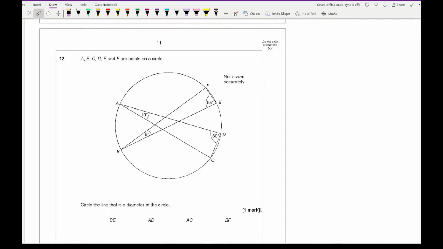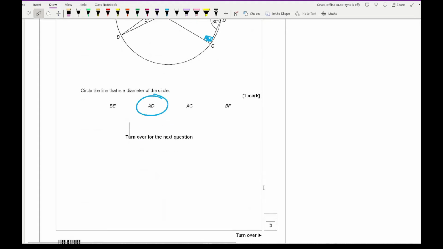Now what I want to try and do is find a 90-degree angle. And the 90-degree angle is going to be this one here. Now if that's 90 degrees, then the side opposite that 90 degrees is going to be the diameter. So the diameter here is going to be A to D.